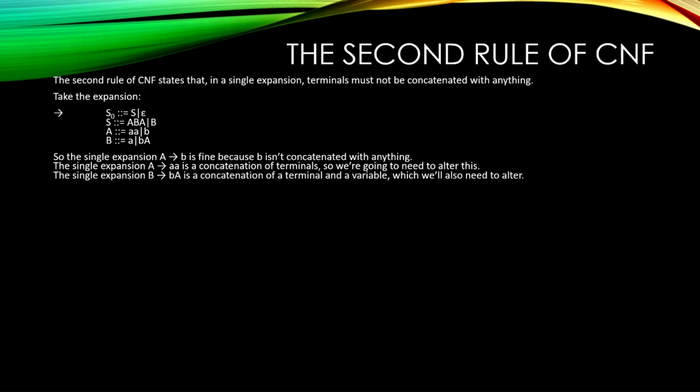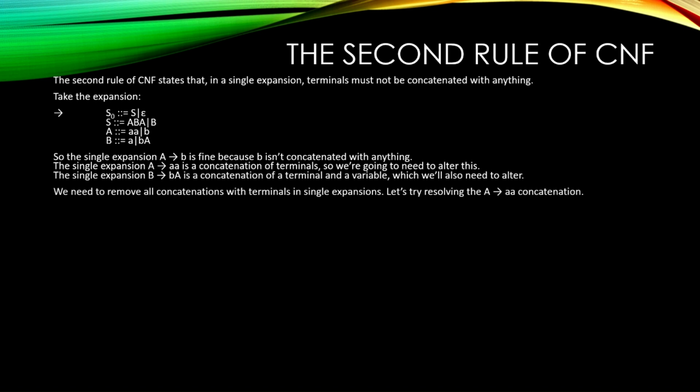Single expansion variable A goes to terminals AA is a concatenation of terminals, so we're going to need to alter this. And that's the same with variable B goes to terminal B variable A, so that's a concatenation of a terminal and variable. So the terminal is concatenated with something. So we're going to need to alter that as well. Let's try resolving A goes to terminals AA first.